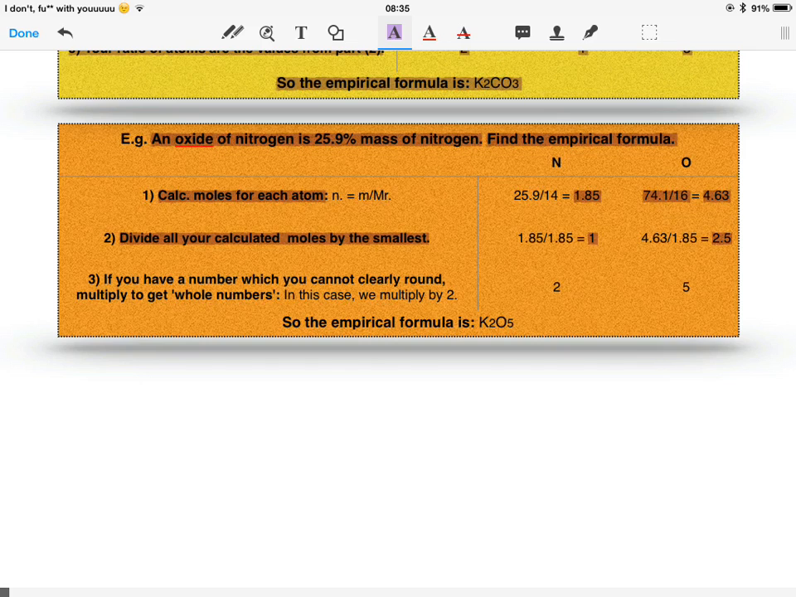This is where the steps vary. So for the third step now, if we have a number which we cannot clearly round, we multiply to get whole numbers. So in this case, we multiply by 2, because obviously 2.5, if we times that by 2, we'll get 5, which is the first whole number we can get. So that means the ratio for this compound is 2 to 5, because we also have to times the nitrogen by 2, we can't just times the oxygen. So the empirical formula for this is N2O5.